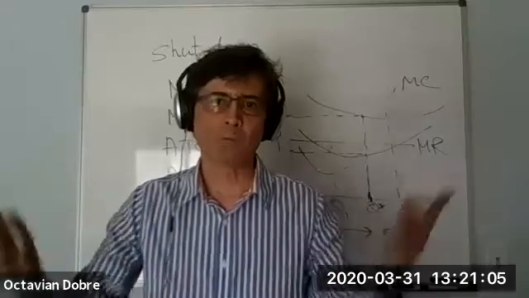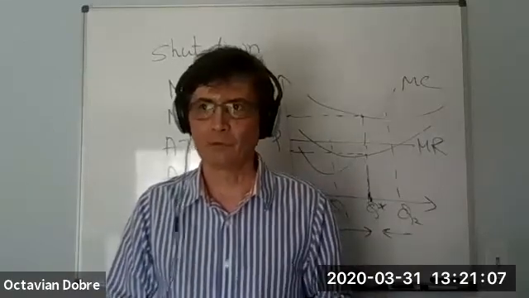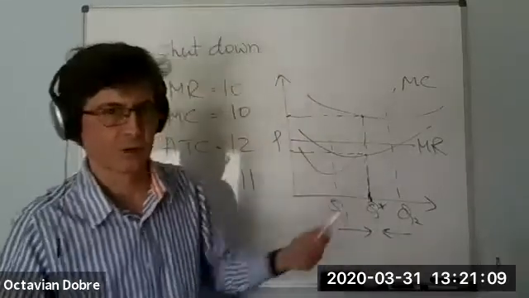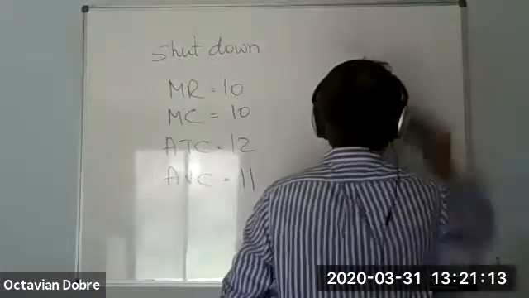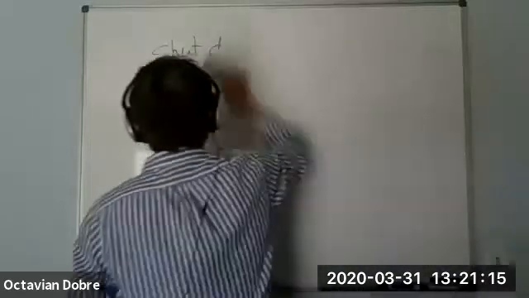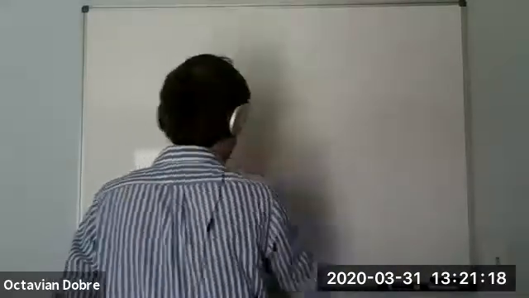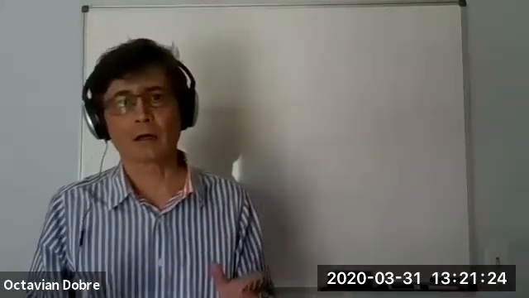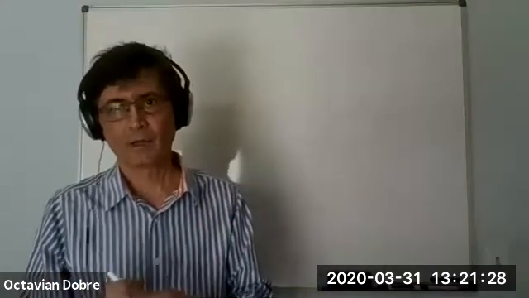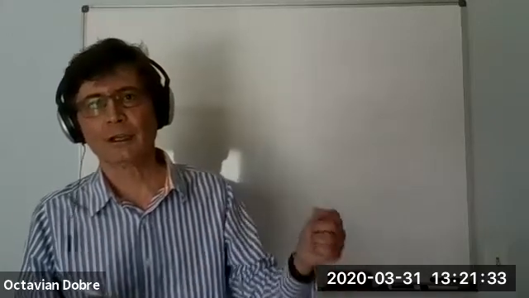Let me just show you one more graph. Not that you will have it on the test, but I just want to show you one more graph. So far, we looked at finding Q star by looking at marginal revenue and marginal cost. But let's take a look at a graph that shows total revenues and total cost.